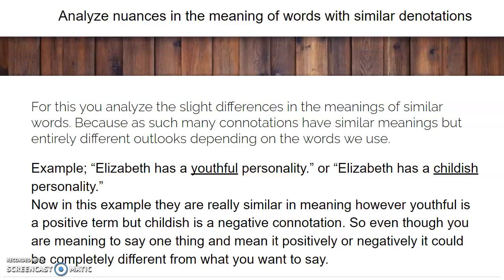Example: Elizabeth has a youthful personality, or Elizabeth has a childish personality. Now in this example, they are really similar in meaning, however youthful is a positive term, but childish is a negative connotation. So even though you are meaning to say one thing and mean it positively or negatively, it could be completely different from what you want to say.